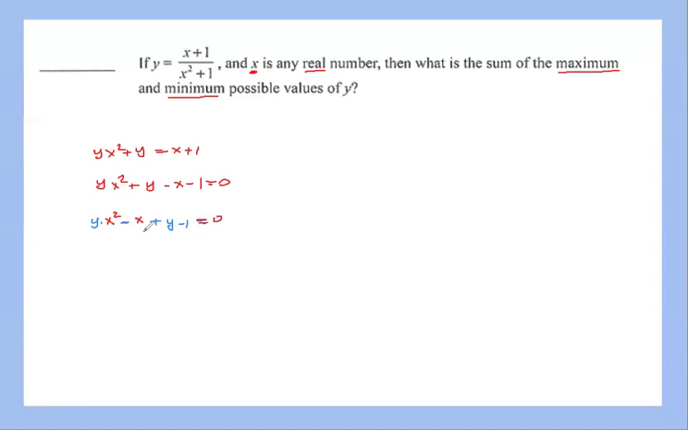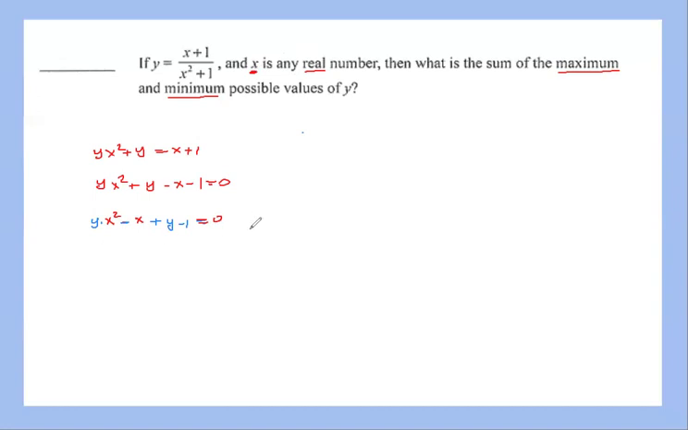Now we have a quadratic in terms of x. The reason I like this is that we are told x is a real number, which tells us that this quadratic has a real solution, so the discriminant is at least 0. So then we can go ahead and write the discriminant.